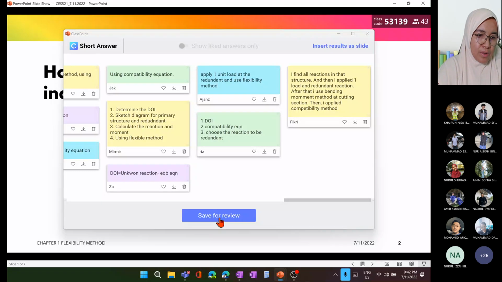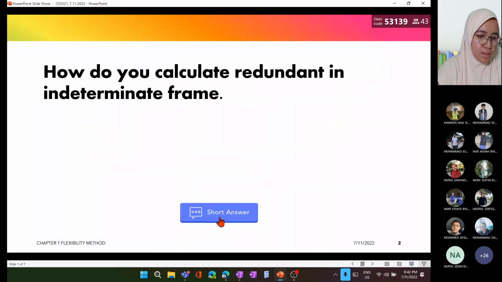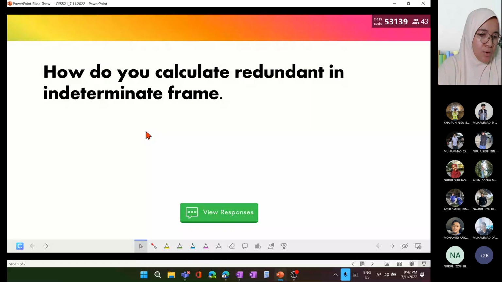Okay, save this one first. How do you calculate redundant in indeterminate frame? Based on the answer you gave just now, I think everyone understands what the flexibility method is. So next question.